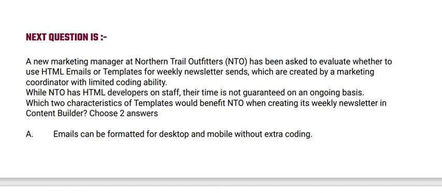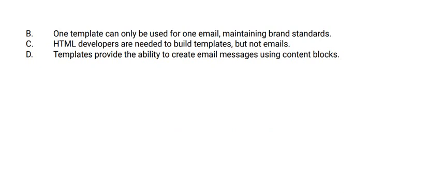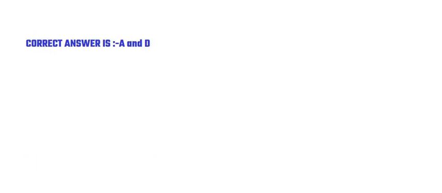Choose two options, and the options are: option A, emails can be formatted for desktop and mobile without extra coding. Option B, one template can only be used for one email, maintaining brand standards. Option C, HTML developers are needed to build templates but not emails. And option D, templates provide the ability to create email messages using content blocks. The correct option is option A and D.